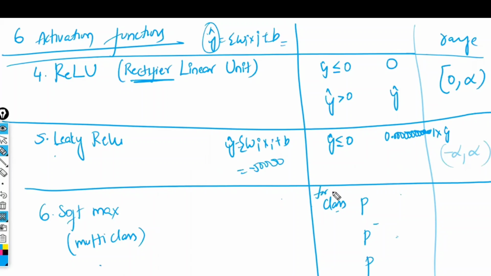For each class, it calculates the probability. It calculates the p-value. However many classes are there, for each class it will calculate. Right? Done?